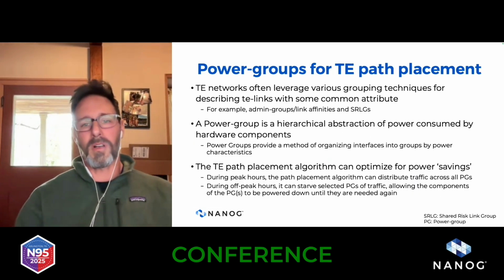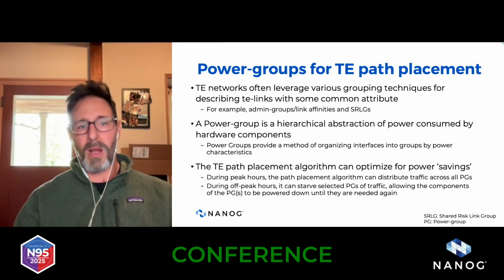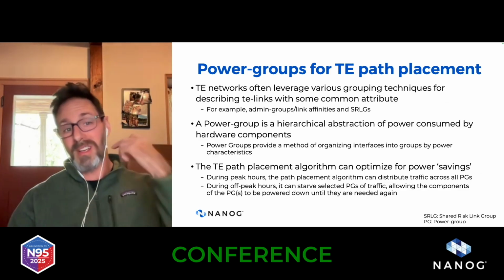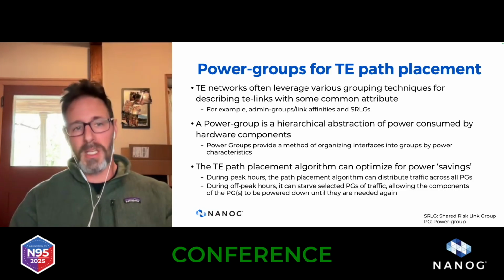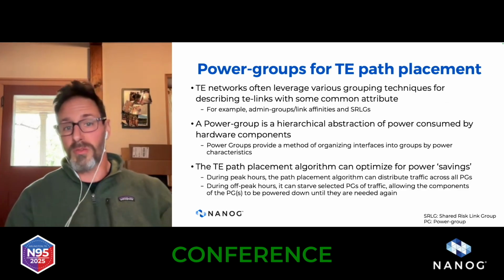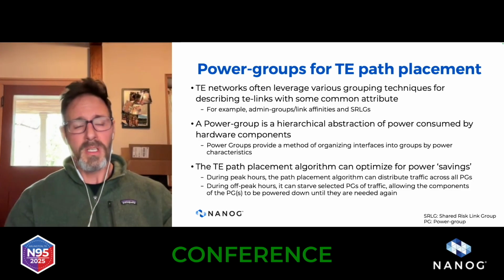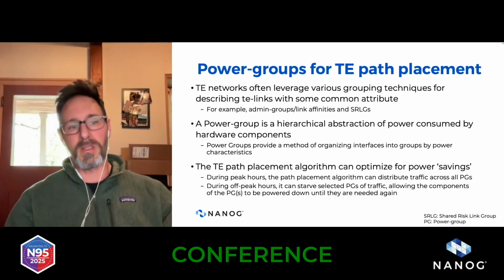So that brings me to getting into the details of what I'm going to propose to you today. I'm going to introduce a terminology called power groups. The background of the power group concept is as follows. Our traffic engineering networks often leverage various types of grouping techniques. For those of you who operate TE networks, you're probably familiar with admin groups or link affinities, and of course shared risk link groups. In Junos, we have some other mechanisms for grouping things together, like abstract hops. But suffice to say, in TE networks, it's a common thing to group things together and then use those groupings during path placement.